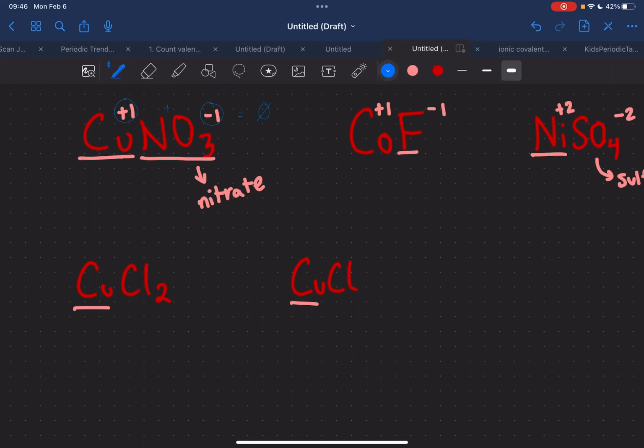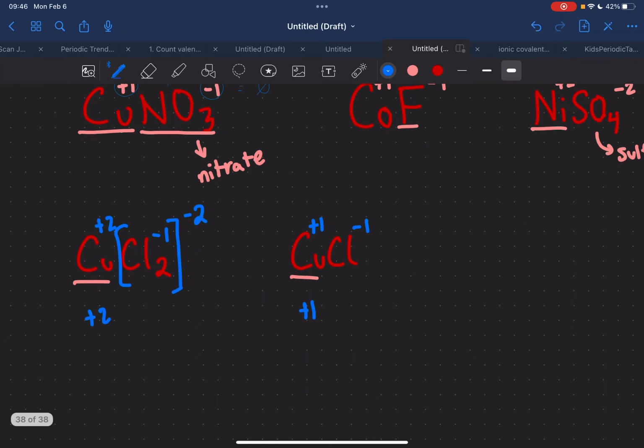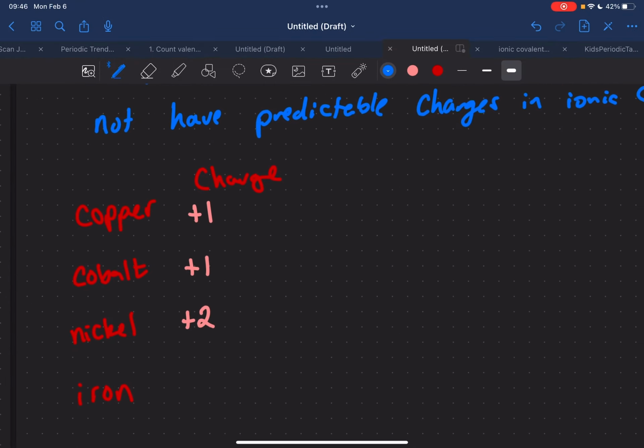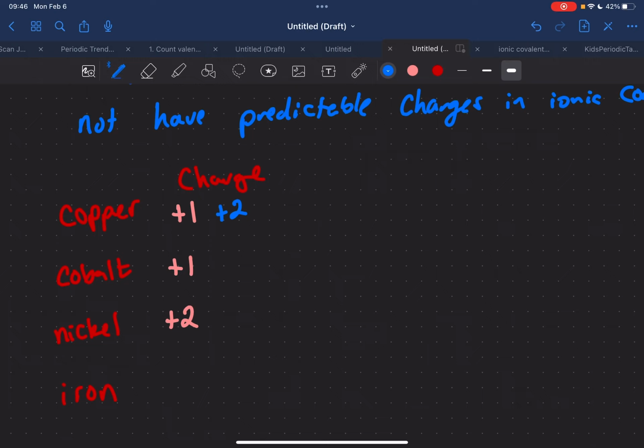All right, so check it out. On our chloride here, we have a -1 charge on one chloride ion, but we have 2. So then that's a -2 charge. So we have one copper ion. That must be a +2 charge on our copper ion. But then over here, we only have one chloride, and this compound apparently still exists. So here we have copper with a +1 charge, and here we have copper with a +2 charge. That's weird. So can copper do multiple charges? It turns out that it can. Copper can do multiple charges.